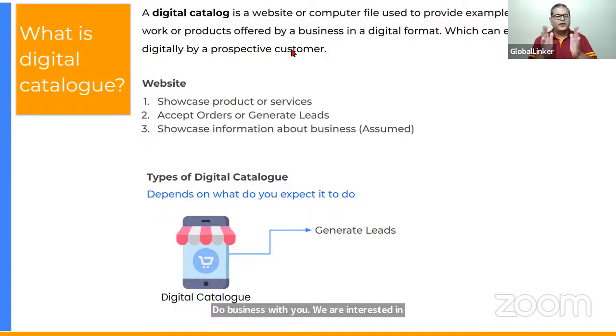So that is where you are generating an inquiry from a prospective customer. And also, you need to understand more about their requirement, and based on that, you will be responding back, right? So that is the first type of digital catalog, which we have already seen an example of.